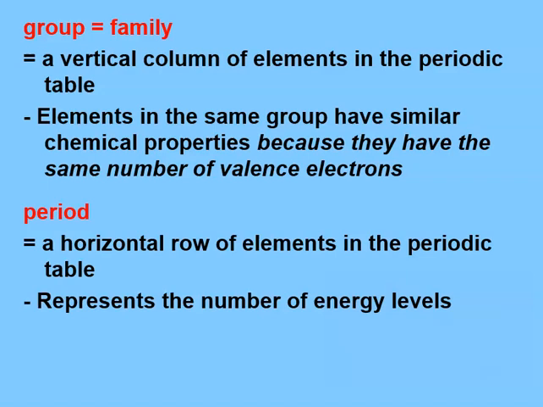A period is a horizontal row of elements in the periodic table, and the period represents the number of energy levels. Do you remember when we drew the energy shells, the energy levels? That's what a period represents. So let's look at a periodic table and identify the group and the period.